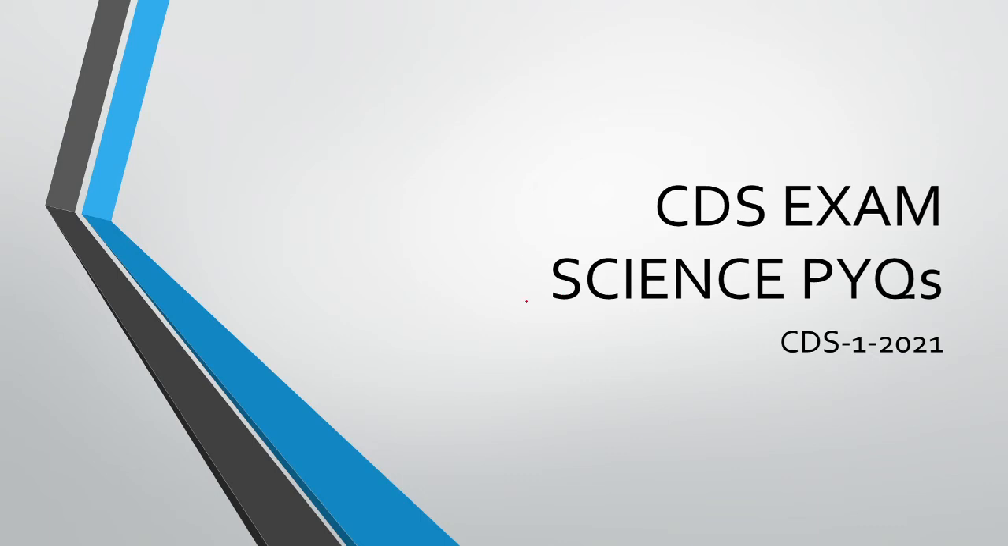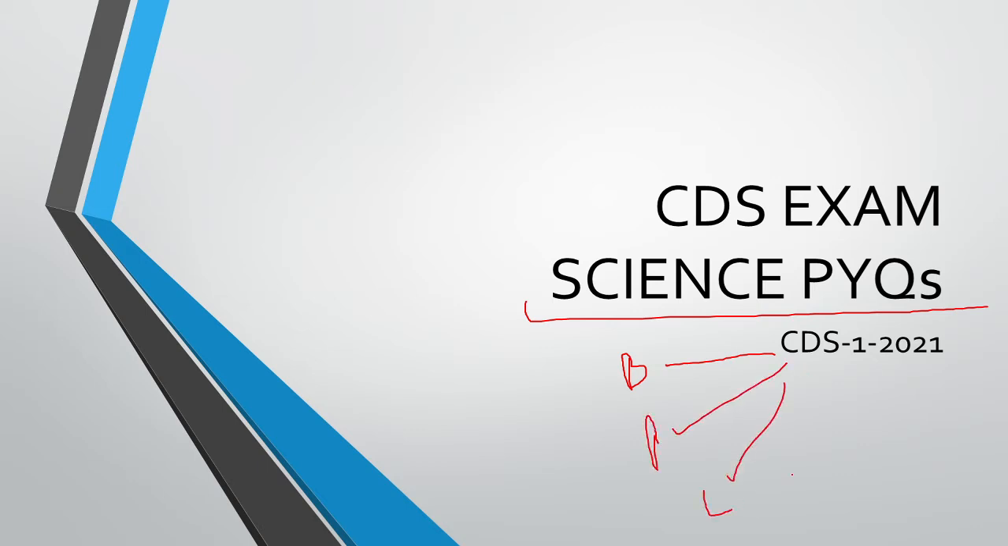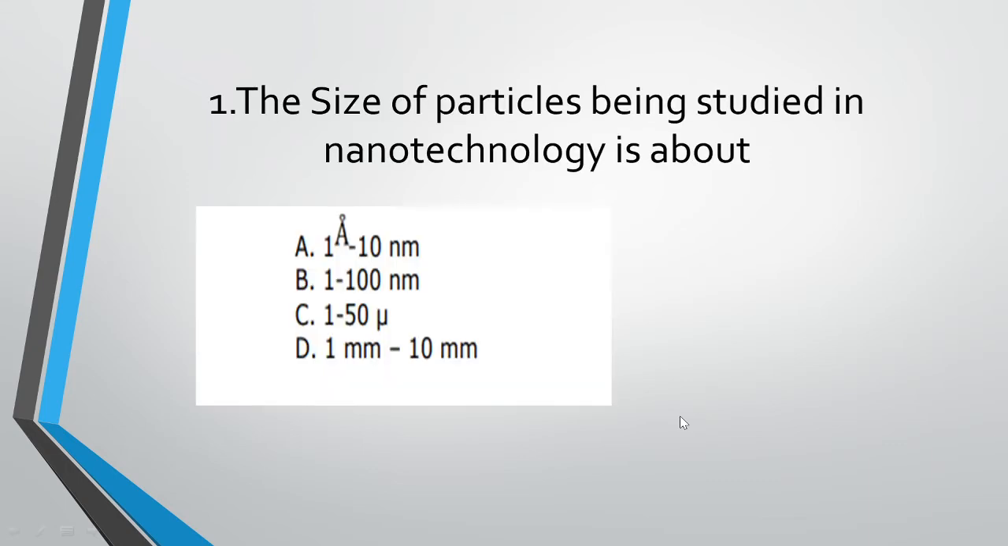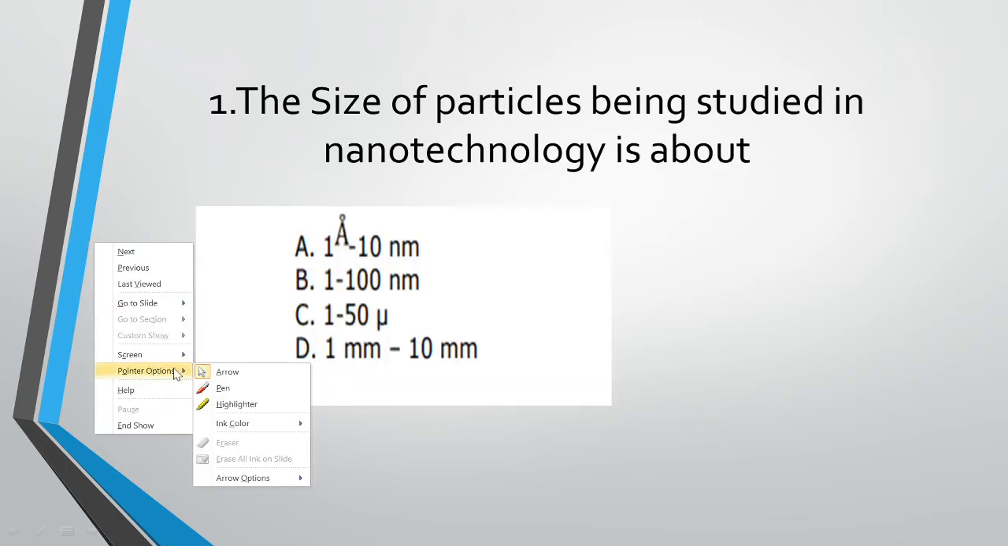So we were discussing science previous year question papers of CDS exam. We have been done with the biology section. Now it's time for physics, and next we will do chemistry. So let's begin. The first question is here in front of you.